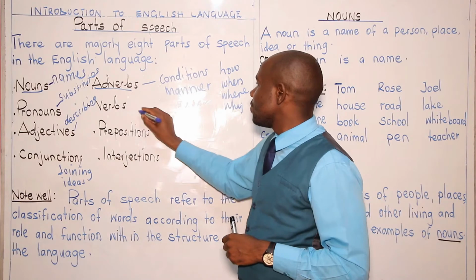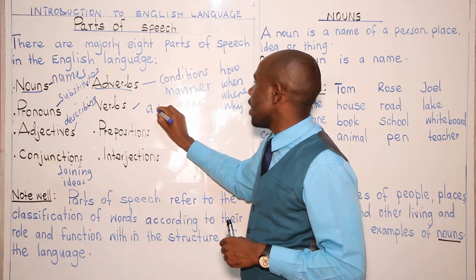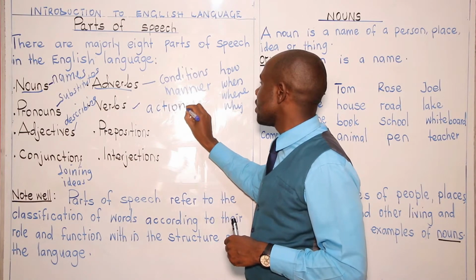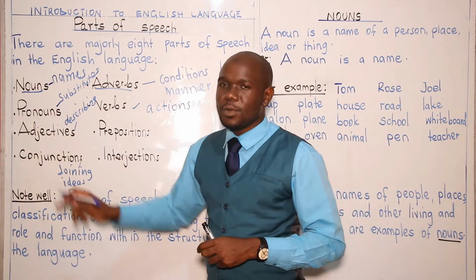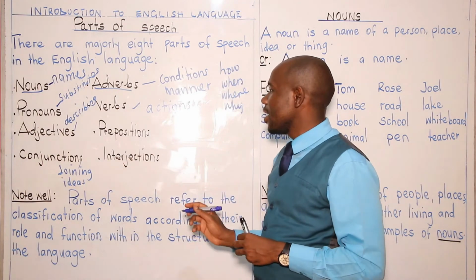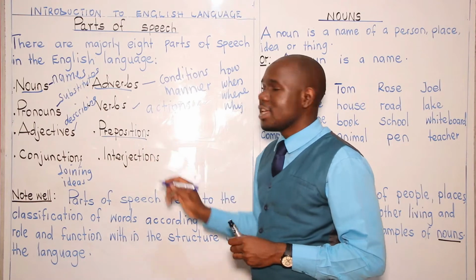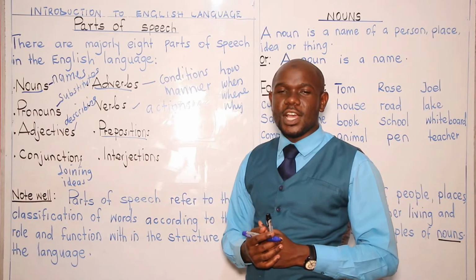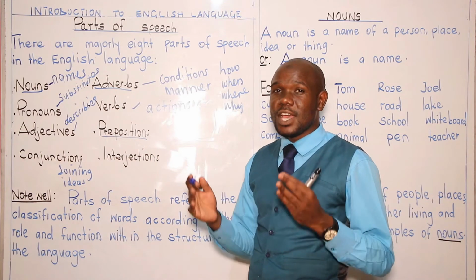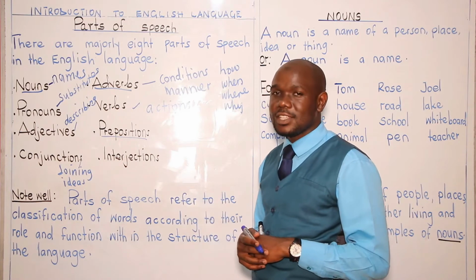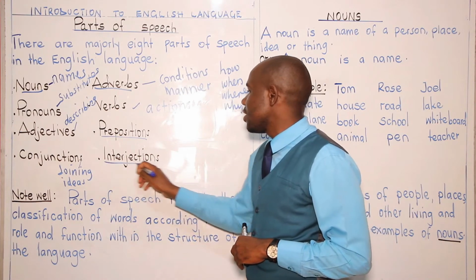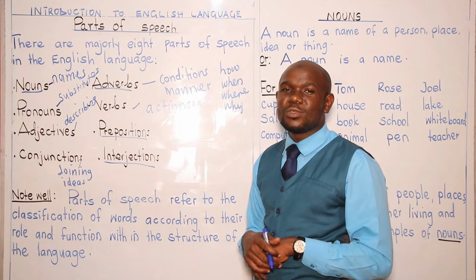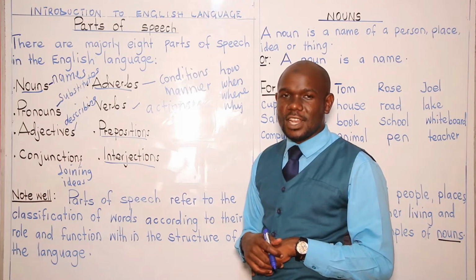When it comes to verbs, we shall be talking about actions. Actions done by nouns. Prepositions, these are words that connect verbs with other words in a sentence. When it comes to interjections, this is where we shall talk about exclamations.